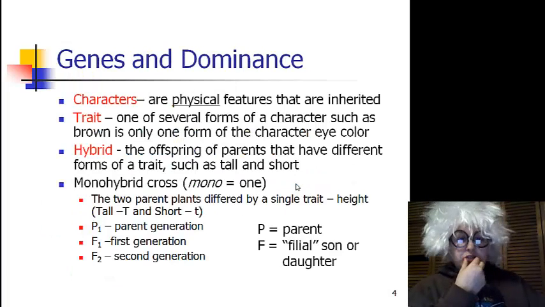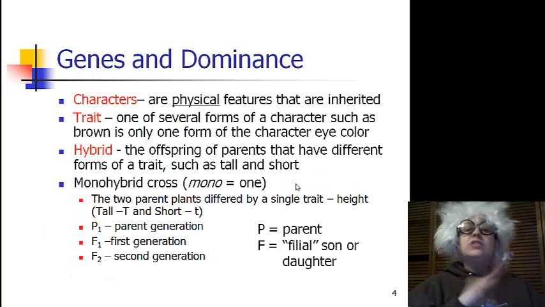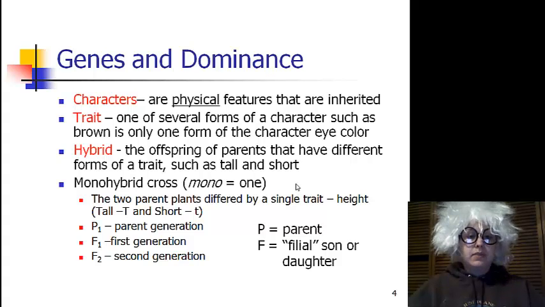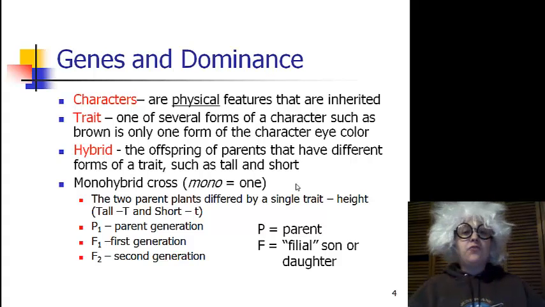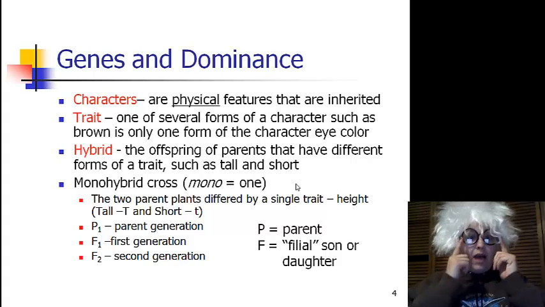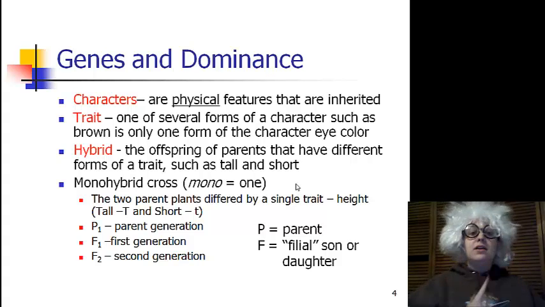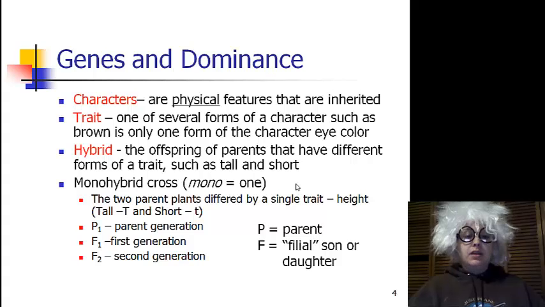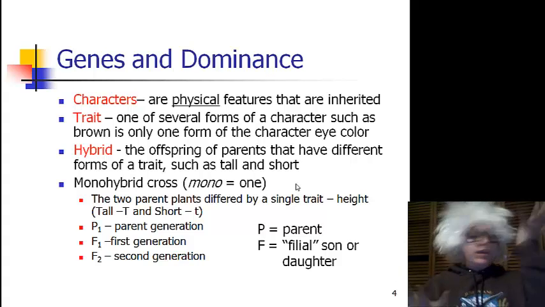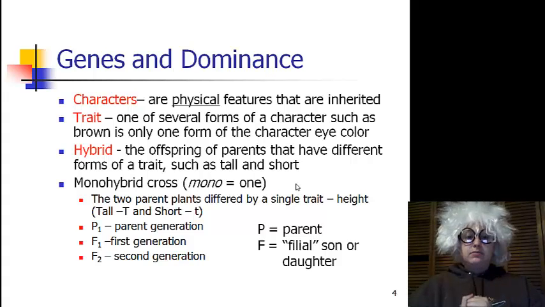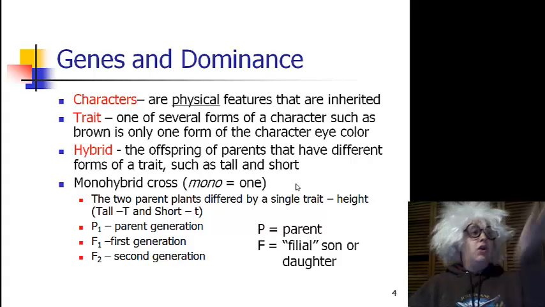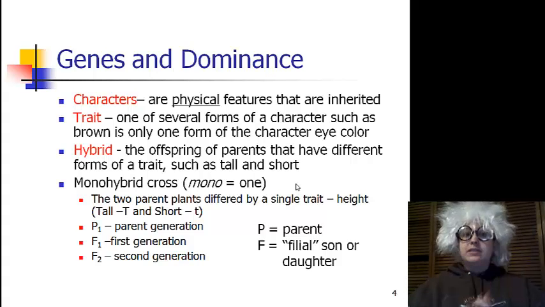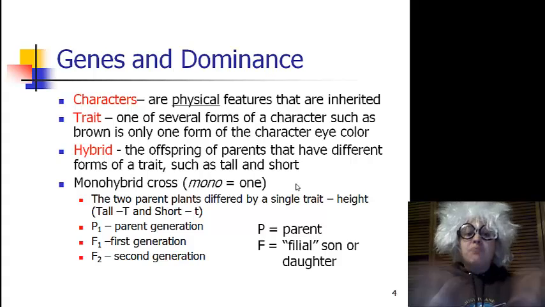Let's get some definitions down first. A character is a physical trait that is inherited. A trait is one of several forms of a character, such as brown eyes is only one type of eye color. A hybrid is when you take two traits and you mix them together, such as you have a tall and a short and you mix it. It's going to be a hybrid, a combo of both.